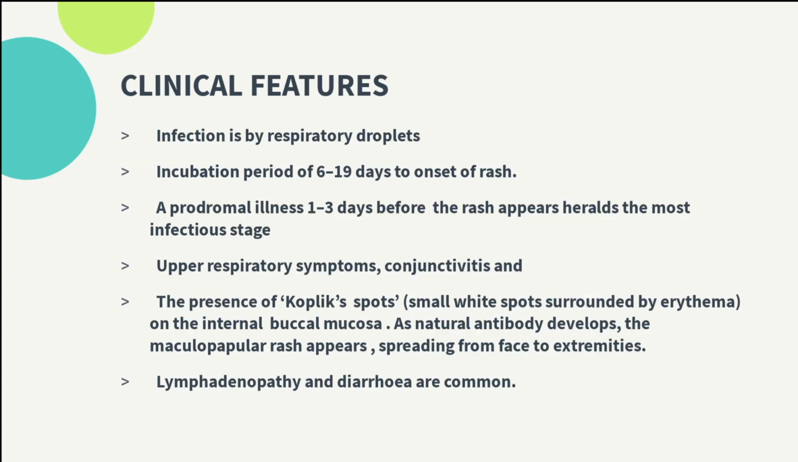The infection is by respiratory droplets, and the incubation period is 6 to 19 days, after which there will be a rash. Before this rash occurs, 1 to 3 days ahead, a prodromal illness will occur. Later on, the rash appears, followed by upper respiratory symptoms, then conjunctivitis, and a characteristic feature, Koplik spots. Koplik spots are small white spots surrounded by erythema or redness on the internal buccal mucosa, and a natural antibody develops, and this maculopapular rash appears, and it spreads from face to extremities.